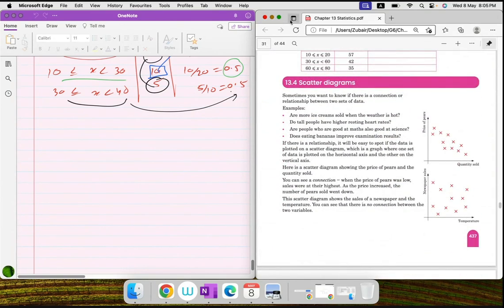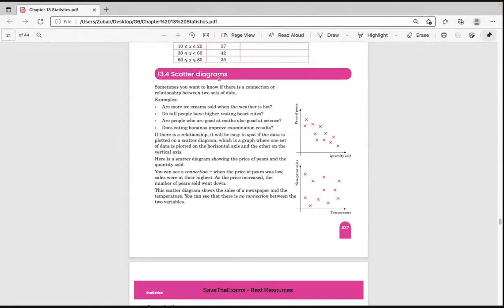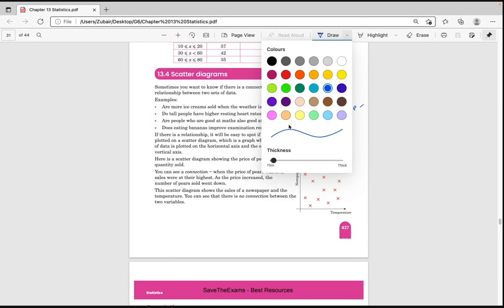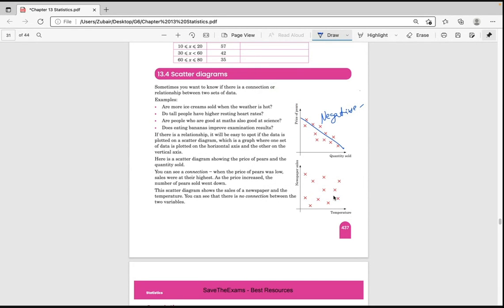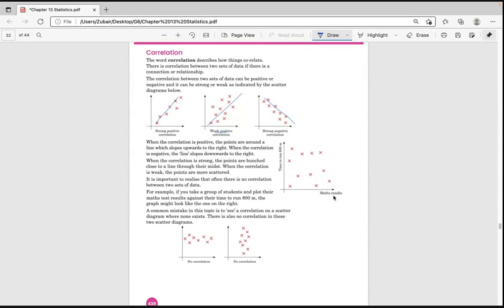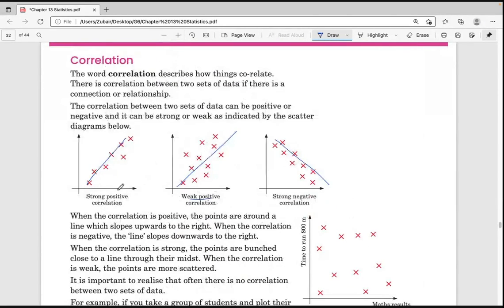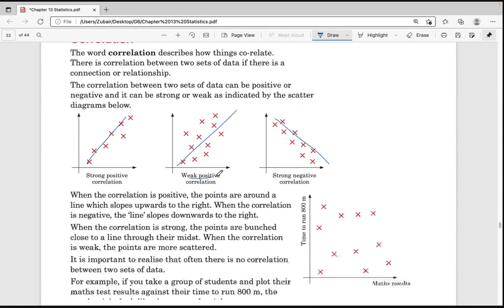Okay, scatter diagram. We just discussed that if one is increasing and the other is decreasing, we call it negative. Then there was weak negative, weak positive, and so on. So strong positive relation and strong negative relation, and in between is weak positive or weak negative, where both increase but there is a lot of spread.